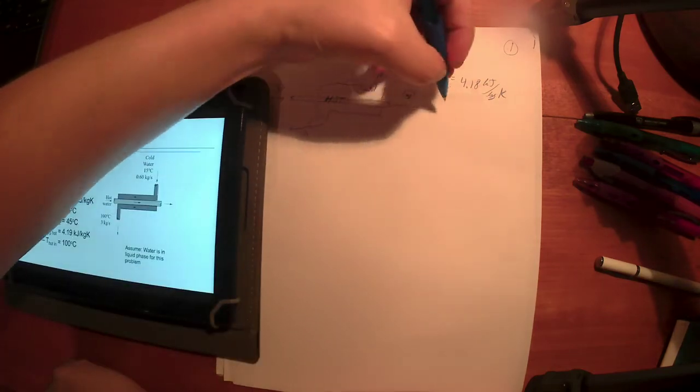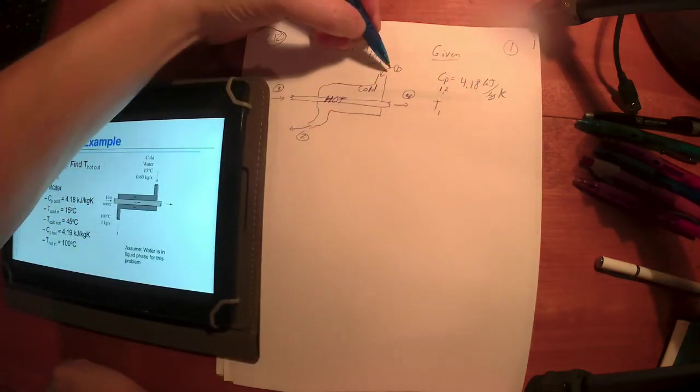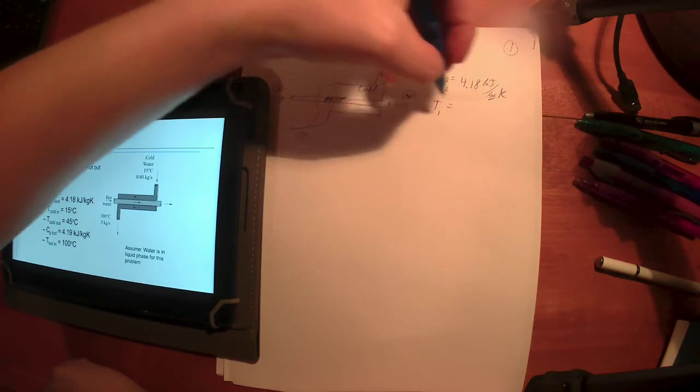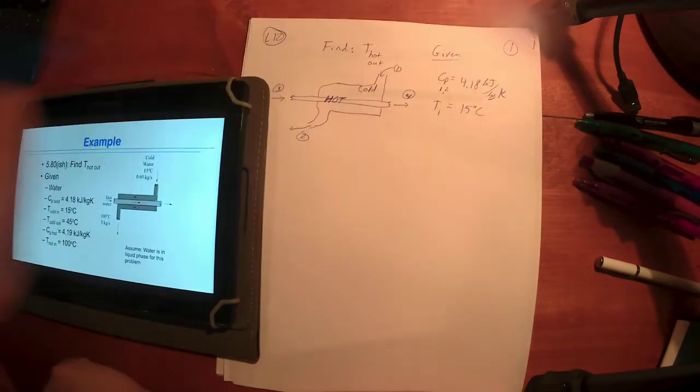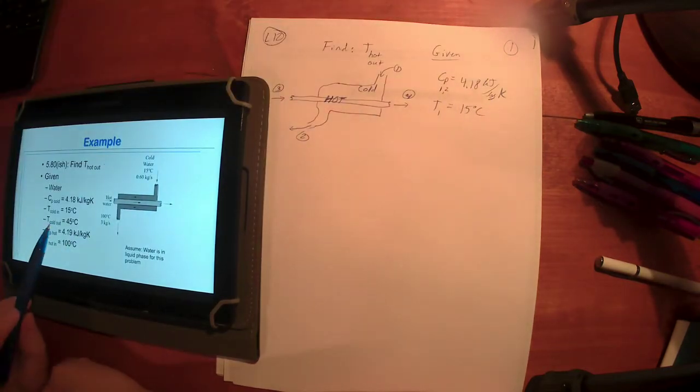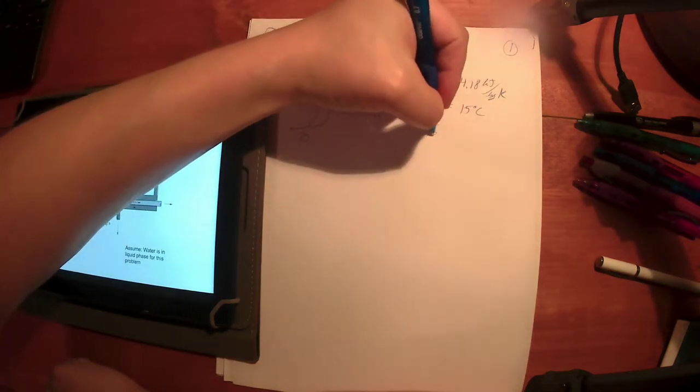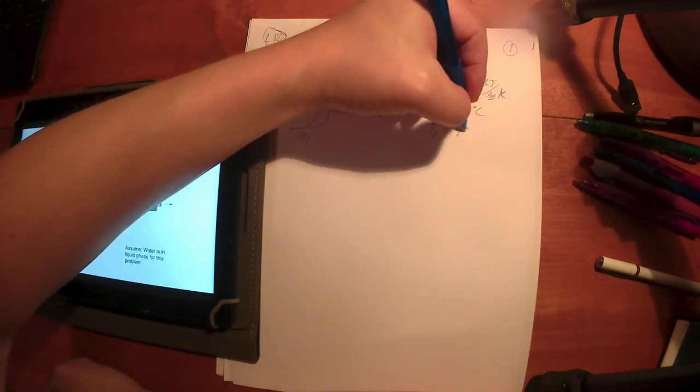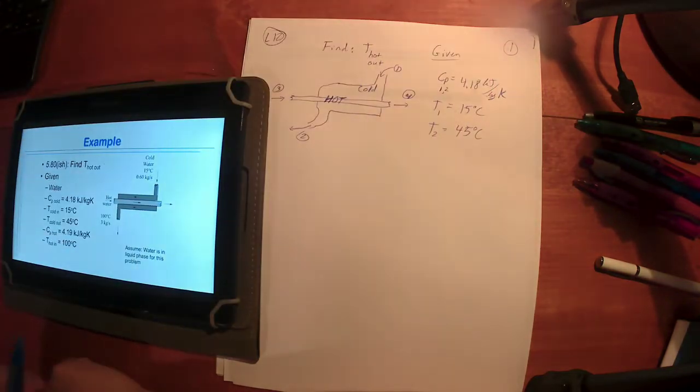Okay. They've given me the temperature of the cold water in, I'm calling that 1, is 15 degrees C. They've told me that the cold water gets heated up to 45 degrees C. T2, again, I'm calling the outlet of the cold 2, so that's 45 degrees C.